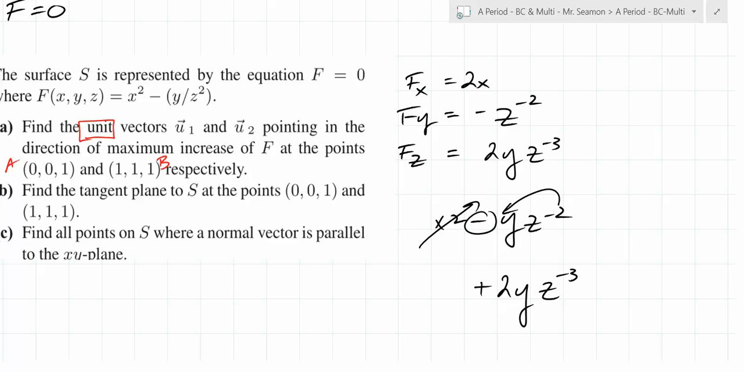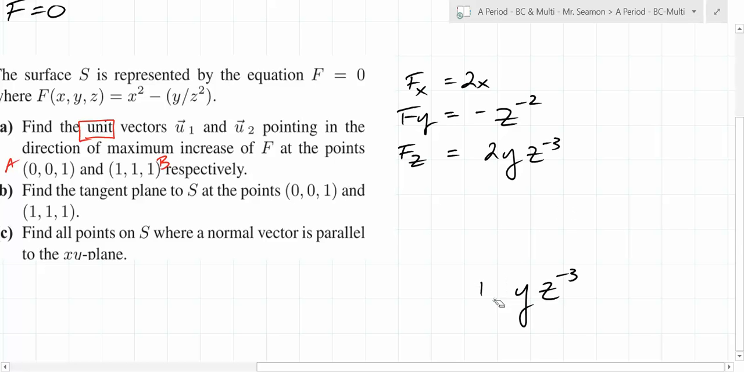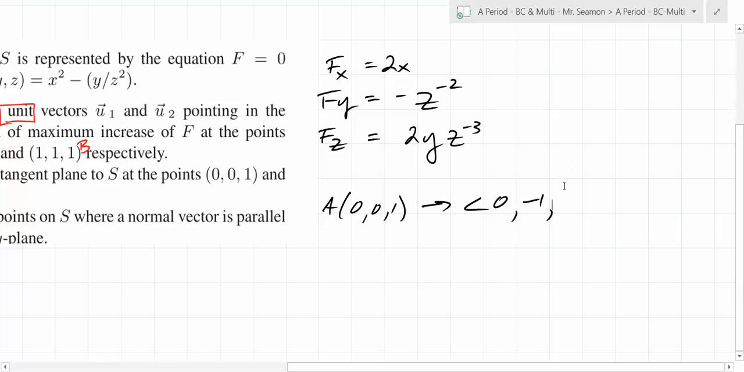Okay. So now though, you have to find those at each of the points, right? Yeah, okay. So at point A, which is 0, 0, 1, what are we going to end up with? 0, negative 1, and what? 0. Are you with me so far, everybody? Yes. We're plugging 0, 0, 1 into those values right there. So, guess what? Negative j is a unit vector. So we already have it right there. We're done. Luckily, we're done.